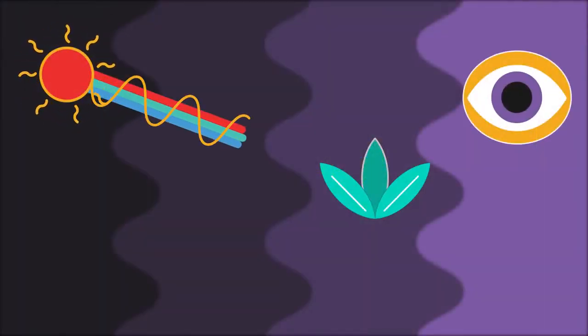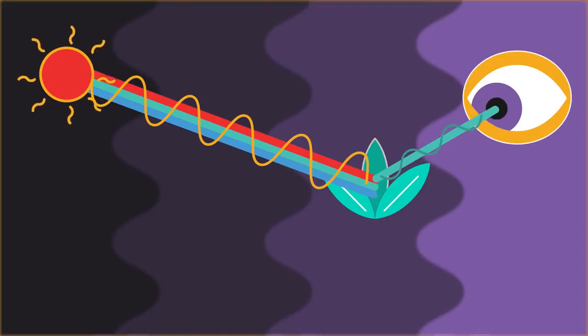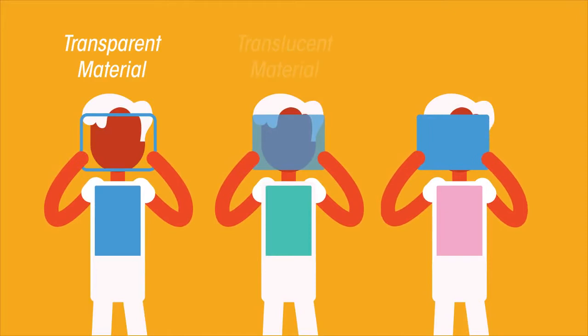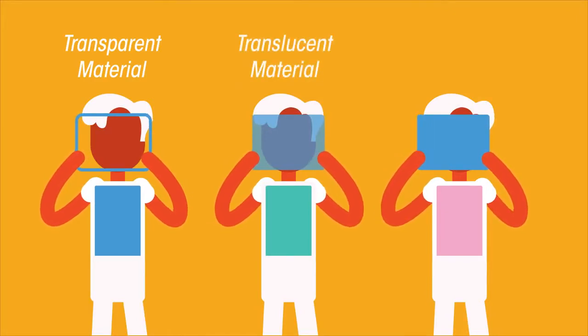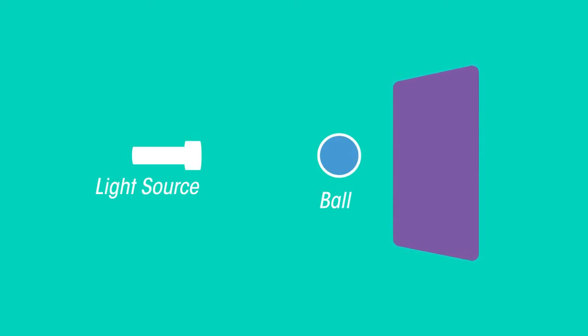It's important to remember that light travels in straight lines. Transparent materials allow light to pass through them. Translucent materials allow some light through, but not all. And opaque objects don't let any light pass through them, and so they cause shadows. A shadow is an area where there is no light.